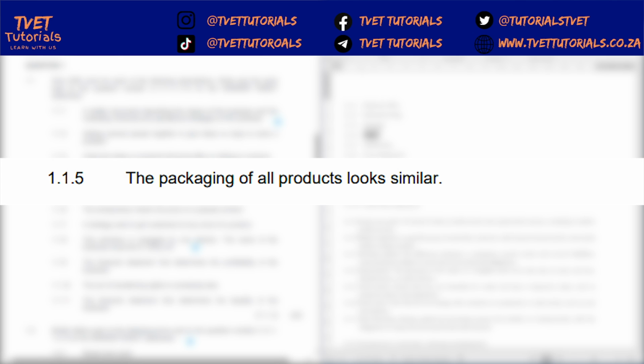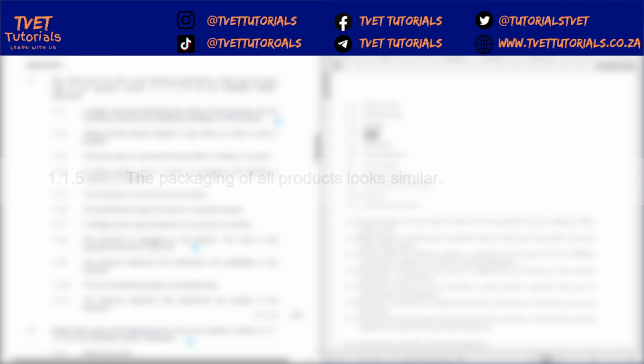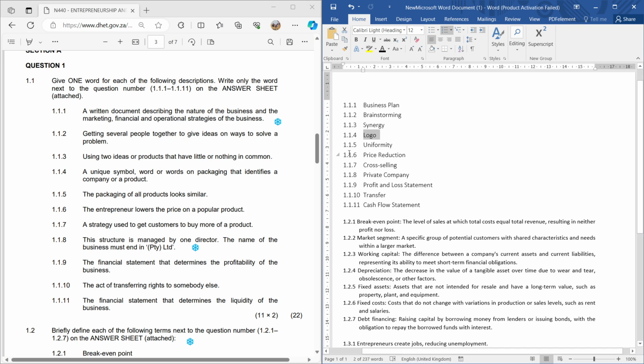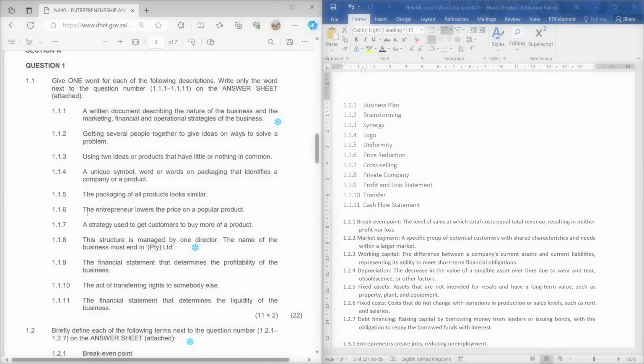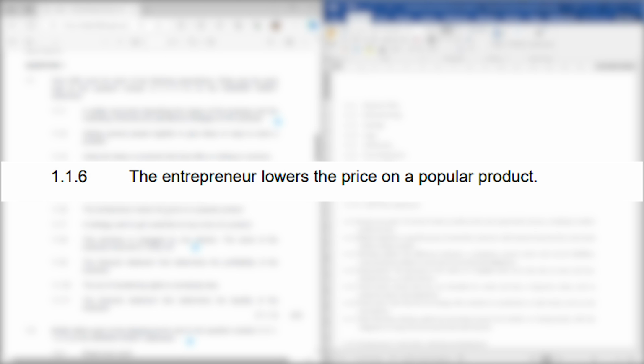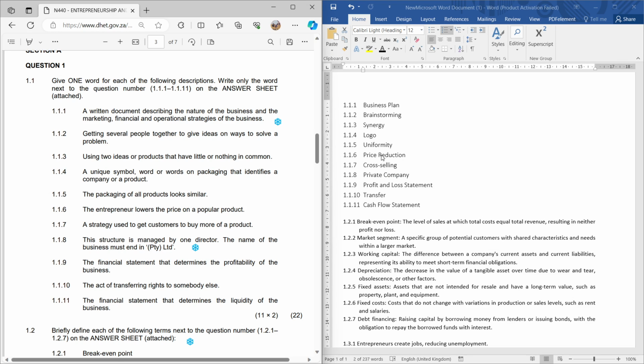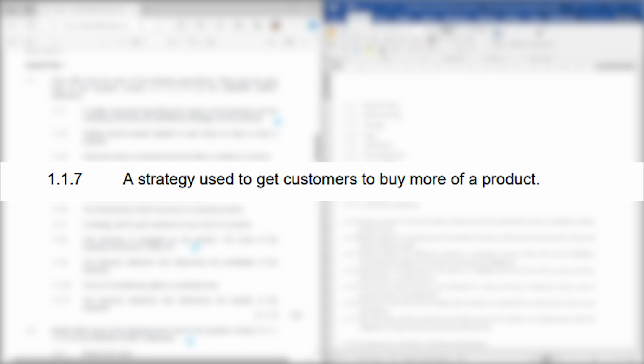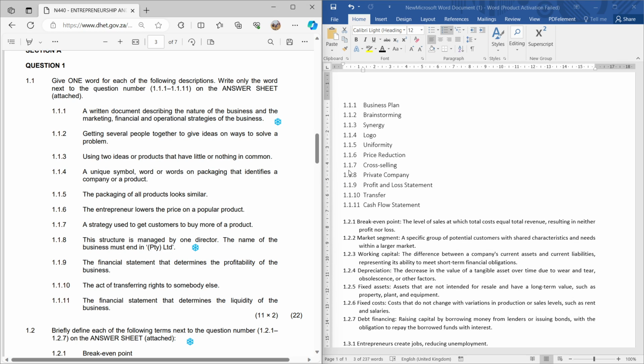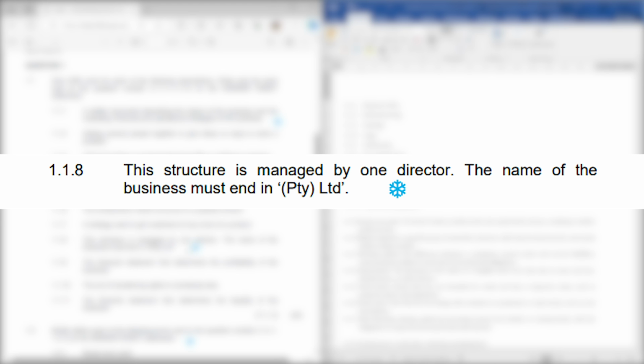The packaging of all products looks similar. That is uniformity, or uniform. Something that is the same is uniform. The entrepreneur lowers the price on a popular product. That is price reduction. A strategy used to get customers to buy more of a product is cross-selling.